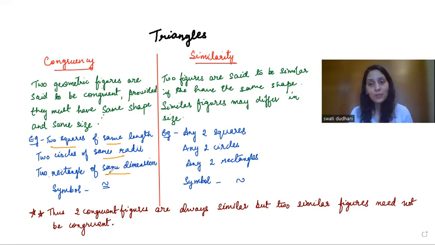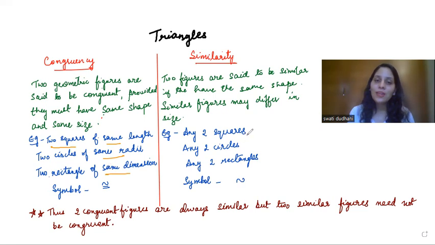Now, coming to similarity, on the other hand, the two figures are said to be similar only if they have the same shape. The sizes do not matter in similarity. If the shapes are same, the two figures are said to be similar.